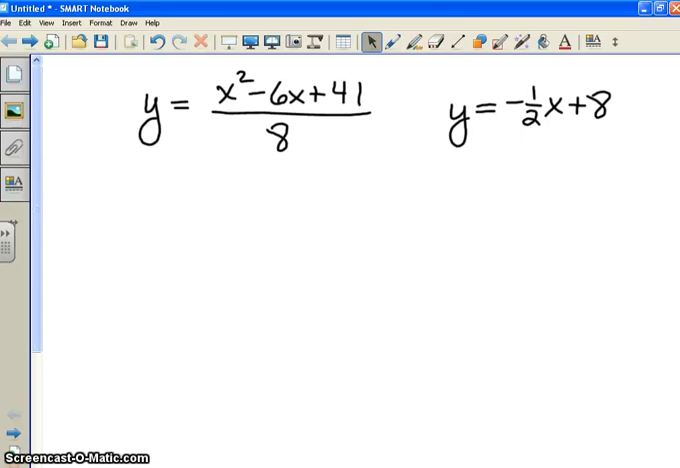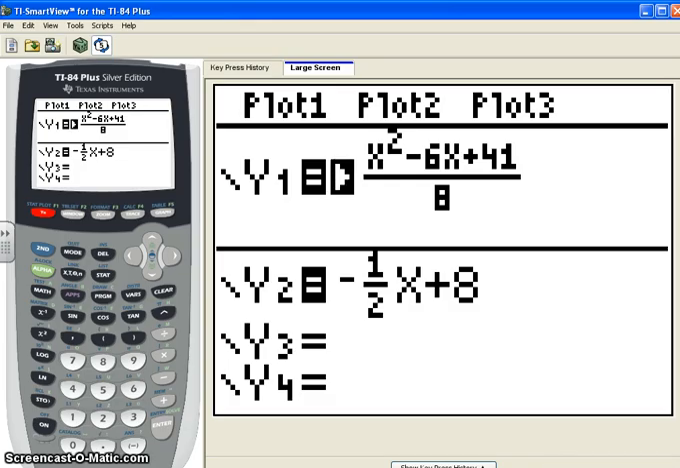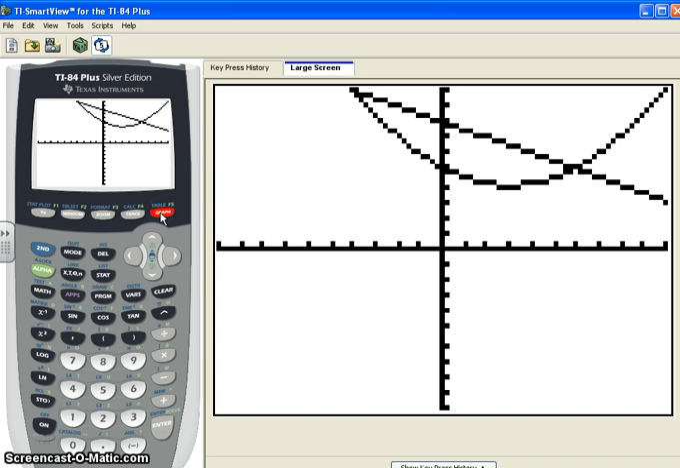Use the equation of the parabola that we derived yesterday from the focus and the directrix, along with the equation y equals negative 1/2 x plus 8, to find their solution, where the two graphs will intersect. So first, since I have the parabola already in my calculator, we'll solve this graphically. There's the parabola, there's the line. I hit graph. They intersect in two spots.